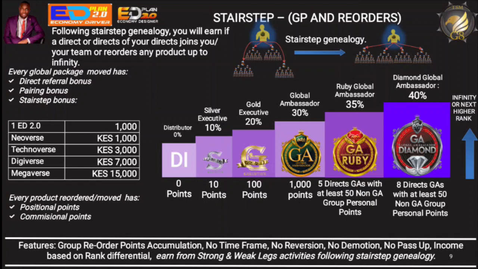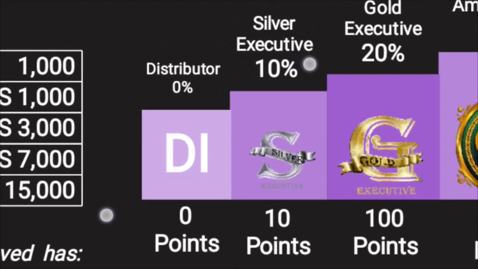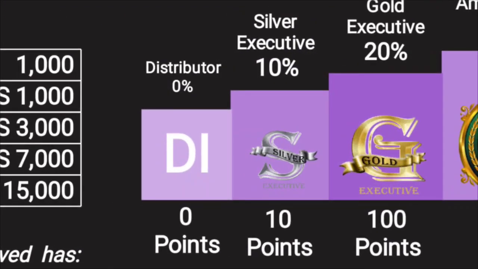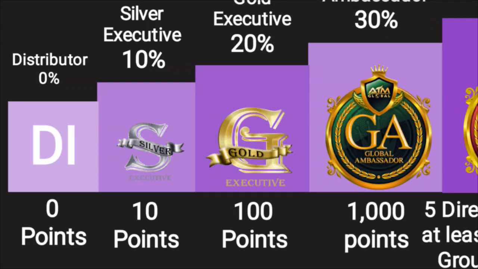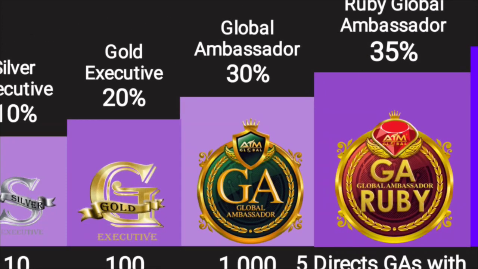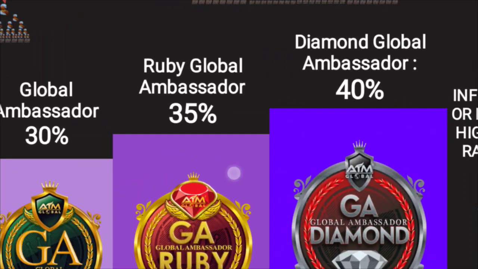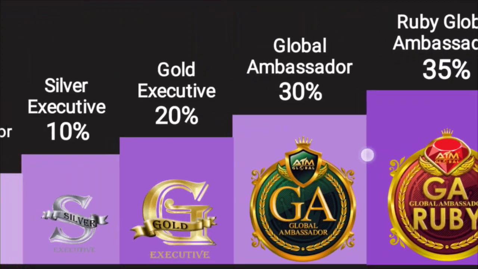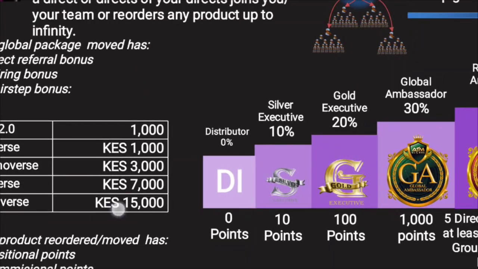Remember, you only start earning through these when you have a rank. You can see here, if you're a distributor, you're not going to earn through stair-step and the Unipay plan. But if you're a silver executive, you get to earn 10%. Gold executive 20%, global ambassador 30%, ruby global ambassador 35%, diamond global ambassador 40%. And then the next, the infinity rank, is usually Hall of Fame. And where does that income come from? You're going to earn these.